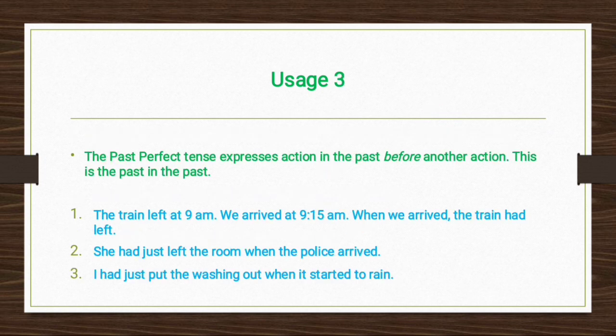Usage 3rd. The past perfect tense expresses action in the past before another action. This is the past in the past. Like, the train left at 9 a.m. and we arrived at 9 a.m. When we arrived, the train had left. So this is a perfect sentence. When we arrived, the train had left. She had just left the room when the police arrived. I had just put the washing out when it started to rain.